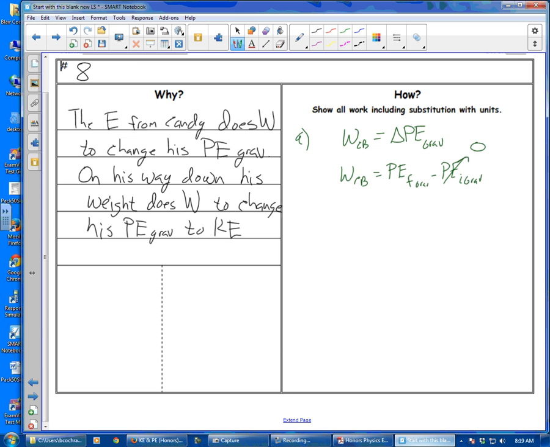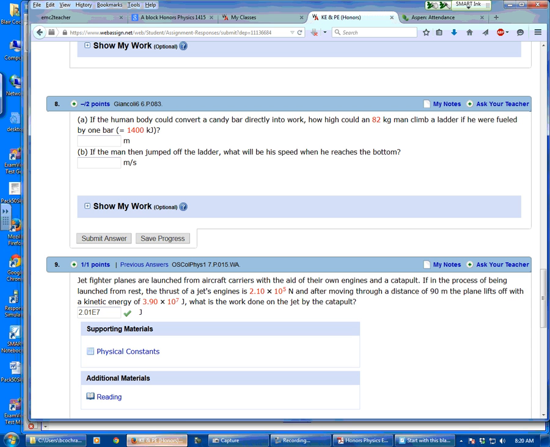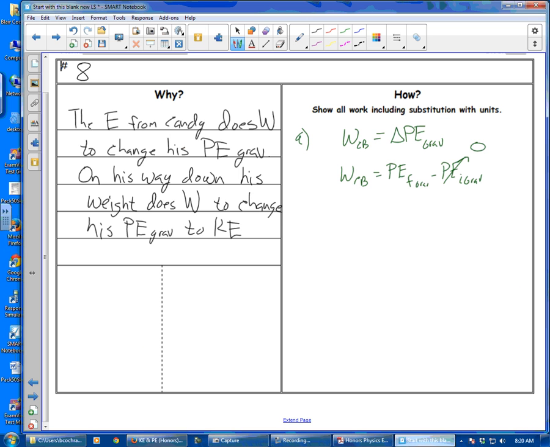the bottom 0. Remember, just like when we were dealing with kinematics, 0 is where you place it. All right, so we can say at the bottom of the ladder, we're going to call that the 0 point. You could also say the top of the ladder was 0 if we really wanted to. But I think it makes more sense to do it at the bottom here. They tell me my work by the candy bar, 1,400 kilojoules. So that's 1,400 times 10 to the third joules.